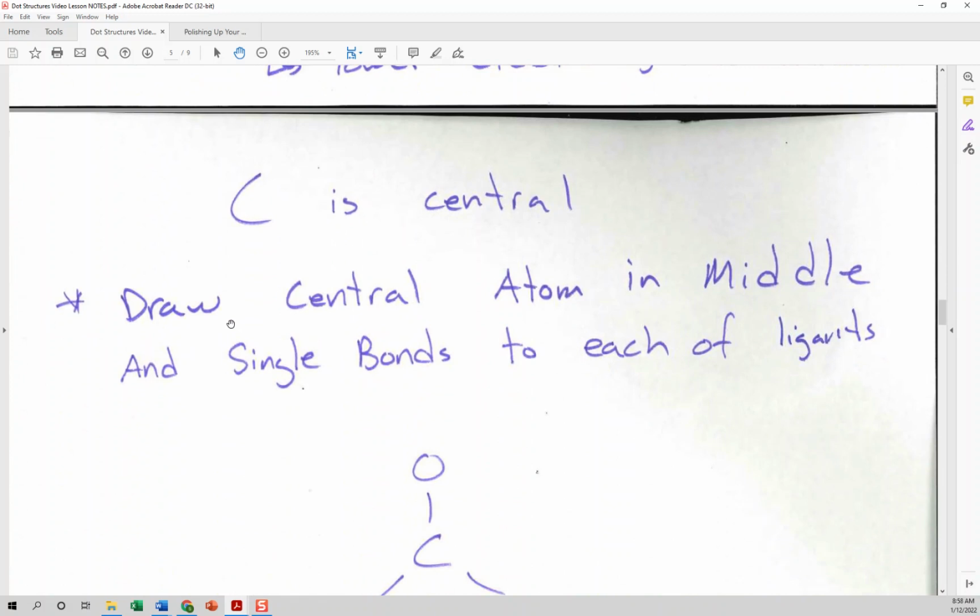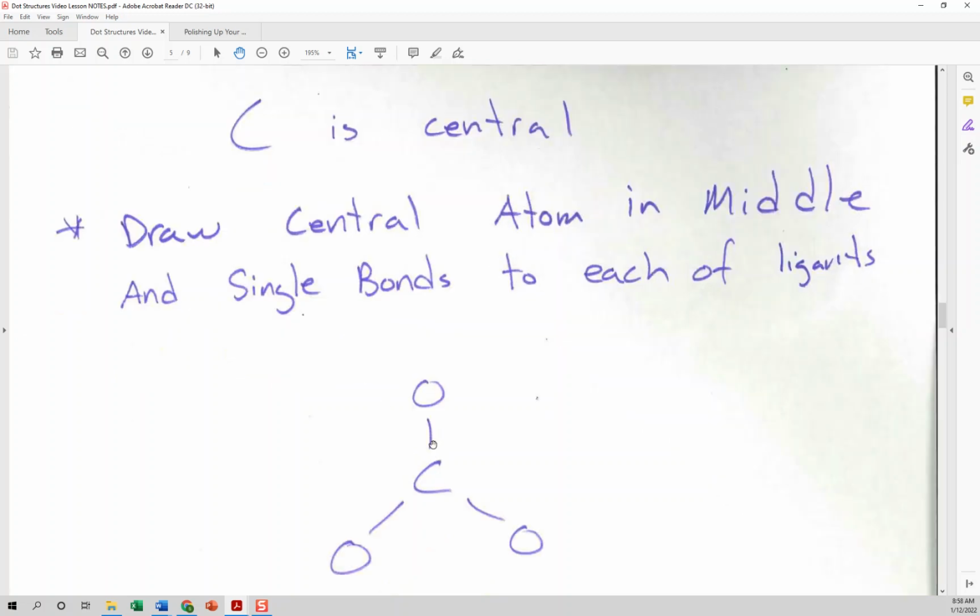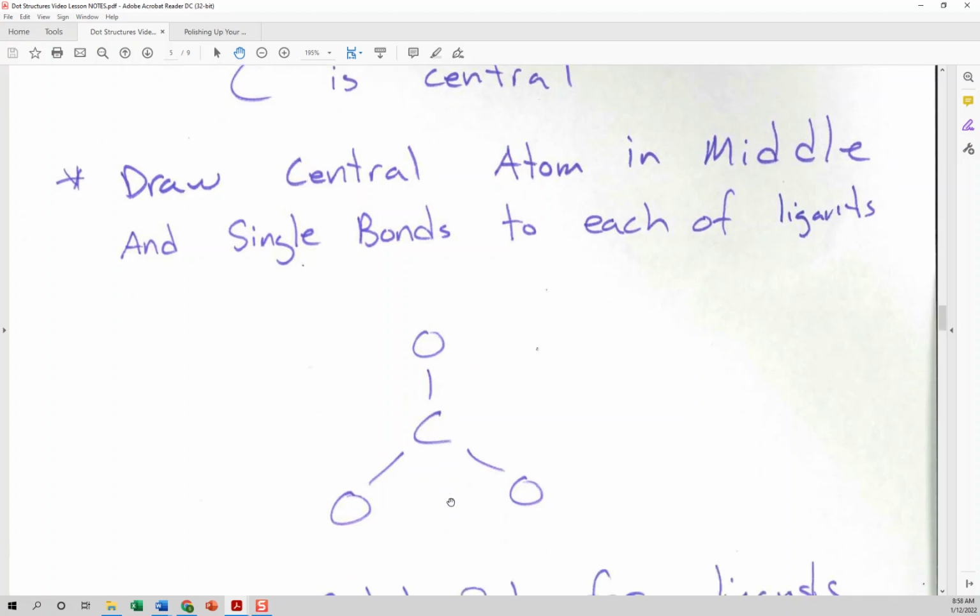Okay. So the next step is, once we figure out what's going to be central, we're going to draw our central atom in the middle, and then we're going to draw single bonds to the other atoms. I refer to them as ligands. Okay, but you've identified your 1 central puzzle piece, okay? So you're going to put that in the middle, and then you're going to draw single bonds, so that's just single dashes, to the other atoms. In this case, the other atoms are oxygen, okay? So we have 3 different oxygen atoms, so we're going to draw 3 single bonds coming off of our central atom, okay? So we got that.